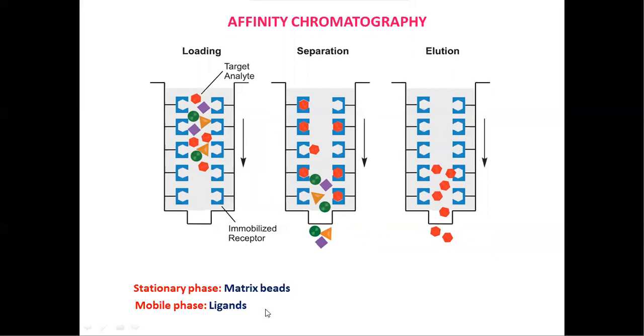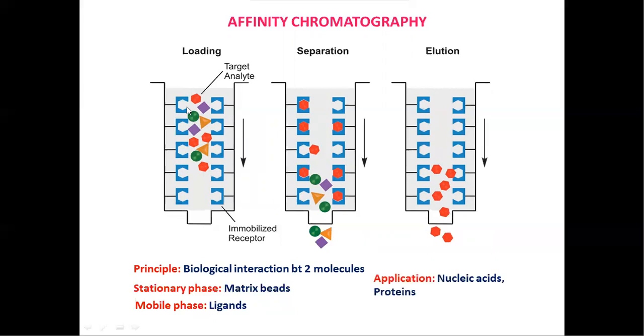And the mobile phase that we are using is ligands. Here the principle is biological interaction between two molecules. The interaction will be between the target analyte and the matrix beads present in the column. This affinity chromatography will be useful for separation of nucleic acids, proteins, etc.